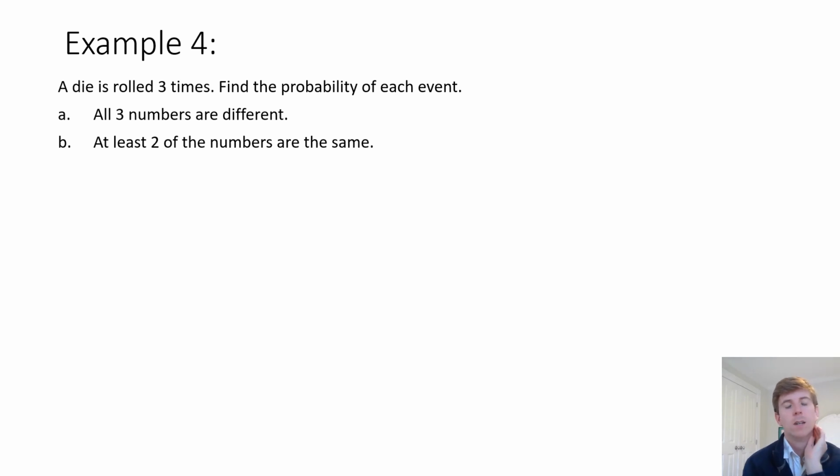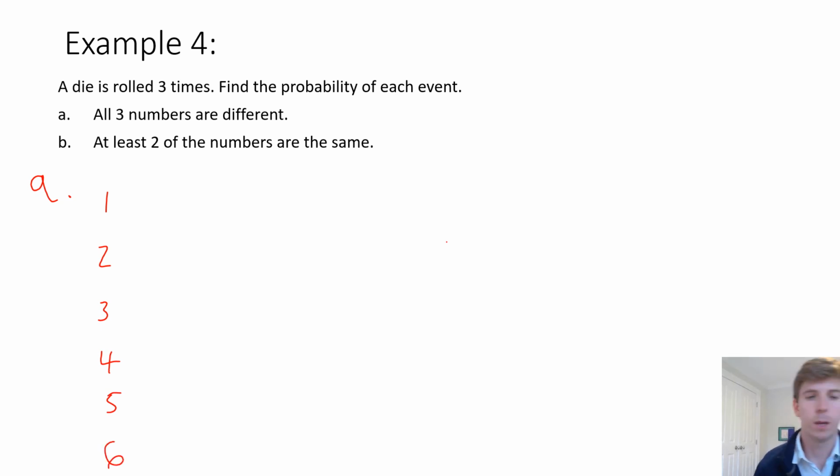All right, another example here. A die is rolled 3 times. Find the probability of each of these events. It's going to be a little bit more challenging. The first one, A: all 3 numbers are different. I'm going to draw just an abbreviated tree diagram here because it's going to get quite crowded. The possibilities for rolling a die are 1, 2, 3, 4, 5, 6. And we want all 3 numbers to be different.